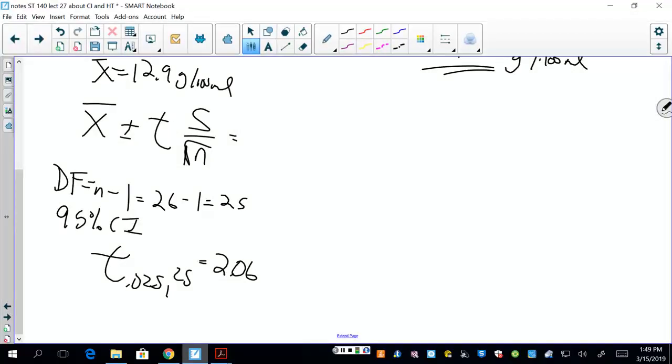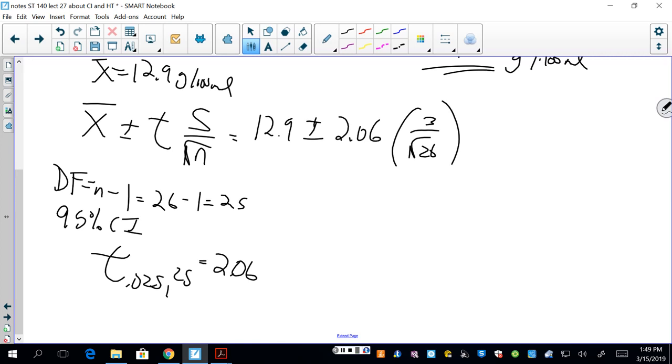And so we're going to take our x bar 12.9 plus or minus 2.06 times s, which was 3 over the square root of 26. And that interval looks like 11.9 up to 14.21 grams per 100 milliliters. What do you think?